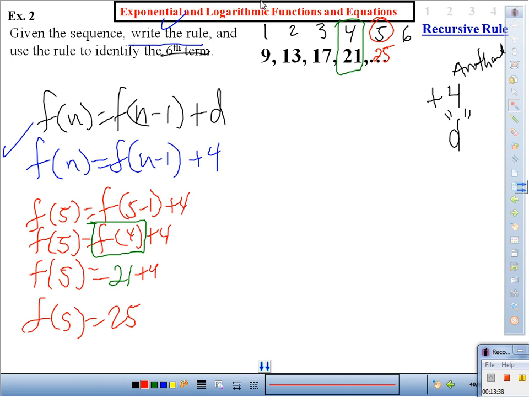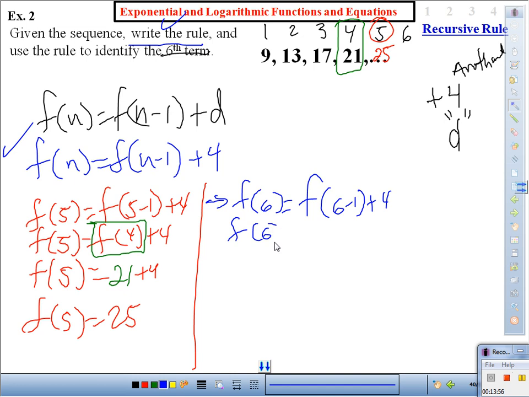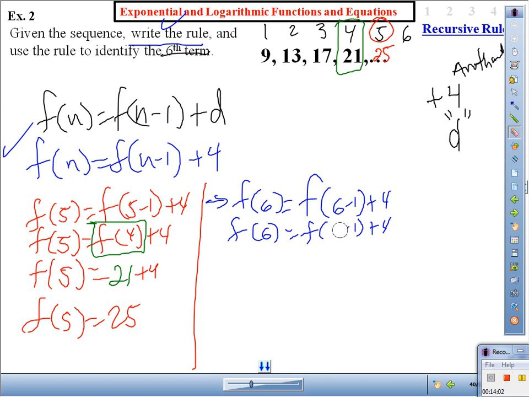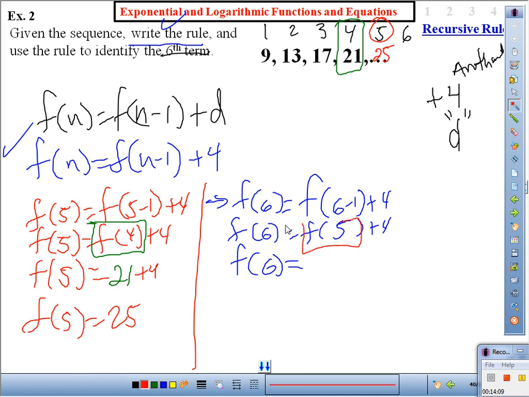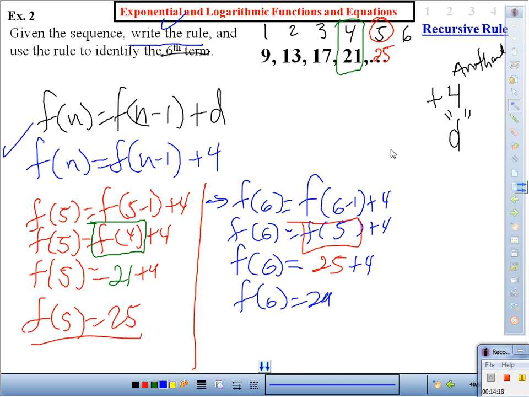Am I done? No, I needed the what? The sixth term. So that means I need to do the same, but now for the sixth term. So I'm going to start over here. f of 6 equals f of 6 minus 1 plus 4. Oh, sorry. What is 6 minus 1? 5. f of 6 equals, what was f of 5 we found? f of 5 was 25 plus 4. f of 6 equals 29.